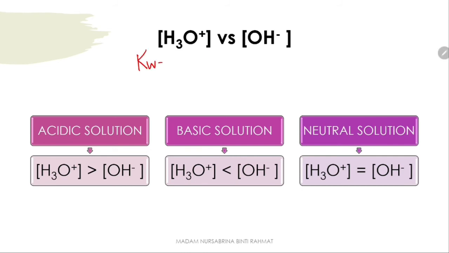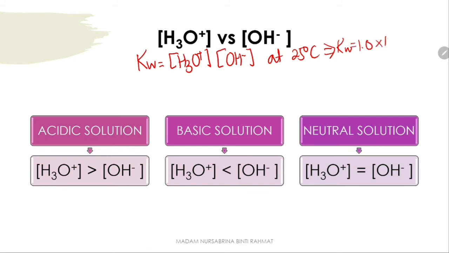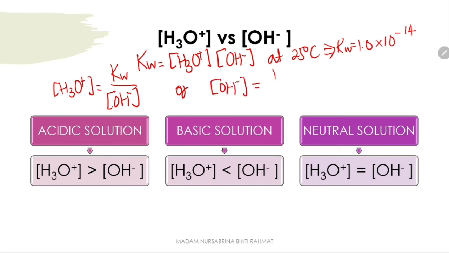By using Kw equals the concentration of H3O+ multiplied by the concentration of OH-, and at 25 degrees Celsius, Kw is equal to 1.0 times 10 to the power of negative 14. Okay, so no unit. If you want to calculate the concentration of H3O+, it's simply Kw over the OH- concentration, or if you are calculating the OH- concentration, it's simply Kw divided by the H3O+ concentration. In most cases, they will give you one of the concentrations.